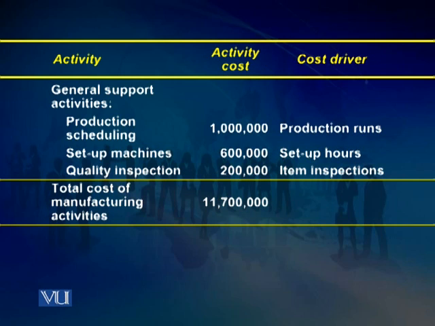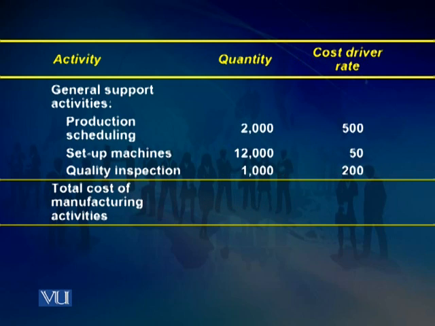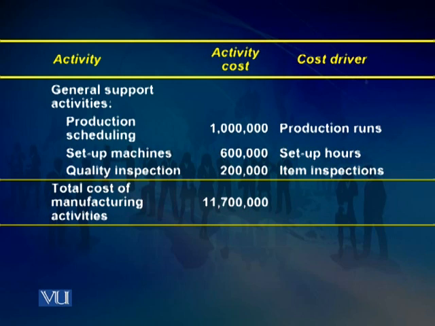Quality and inspection activity, the cost is 200,000. Here cost driver used is items inspected, and there are 1,000 items that have been inspected, so this gives a cost driver rate of 200. Hence the total of 11.7 million has been used to provide the cost driver rates under the activity-based costing system. So this is how activity-based costing is going to use the overheads and allocate and have some cost driver, and on that basis establish a cost driver rate.